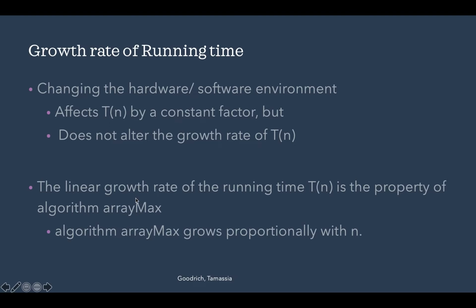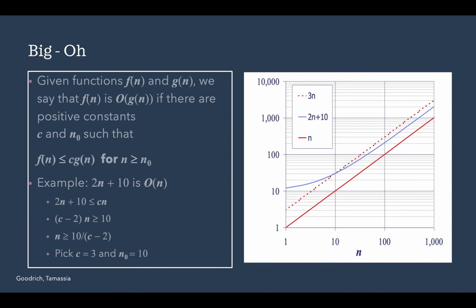So you can see here, in the array maximum algorithm, to find the maximum element in an array, the growth rate is linear. Once n is increasing, the time complexity is also going to increase, right? So algorithm arrayMax grows proportionally with n. That is what we call the growth rate. You are comparing the value of n with the speed at which you get the result.